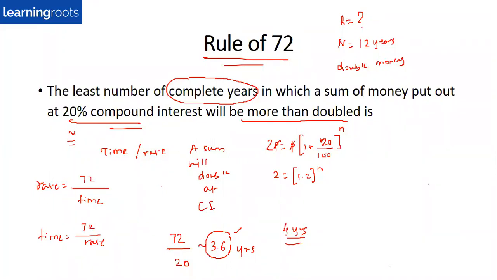Yeah, everybody is getting 6 because it's so straightforward. Whatever value that you have, you just need to divide 72 by that, 72 by 12. So if the rate of interest is 6%, in approximately 12 years, the money is going to double at compound interest. Okay.